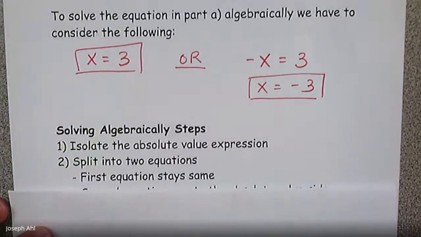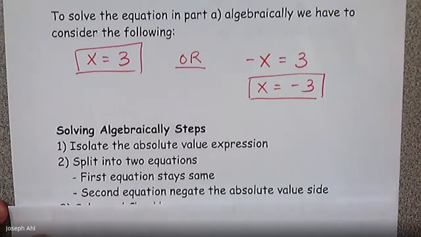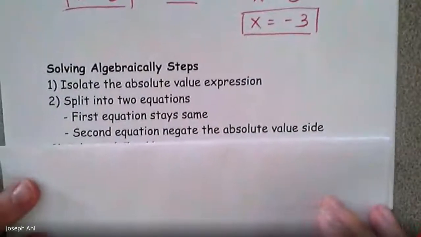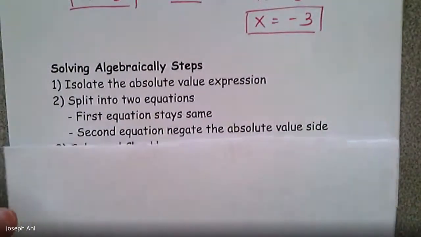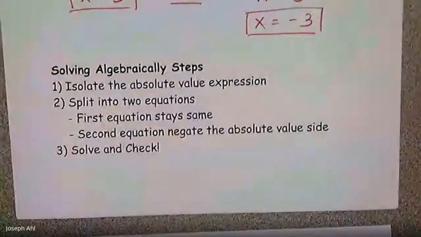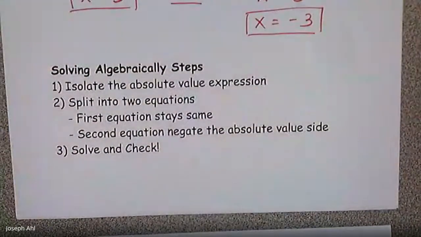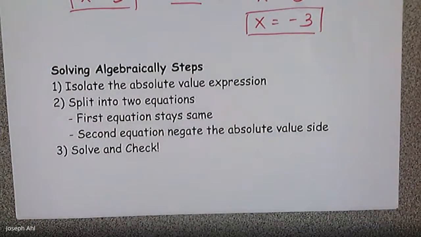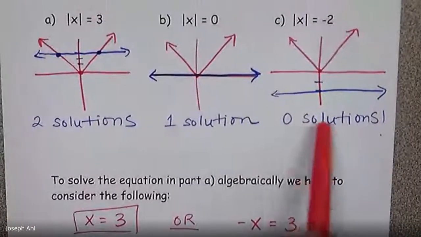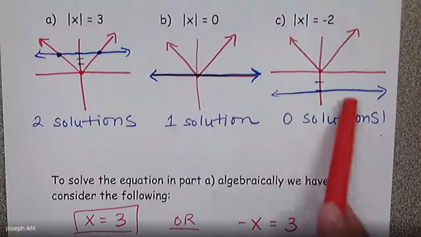So that's what I kind of said here. When you split into 2 equations, the first equation stays the same without the absolute value bars. In the second instance, you need to negate the absolute value side. And then finally, you need to solve, and not only solve, but also check your answers. Checking is a pretty important part of the process in general when you're solving equations. But specifically, we know that if we don't check, we may wind up getting some answers that turn out to not really be answers at all.